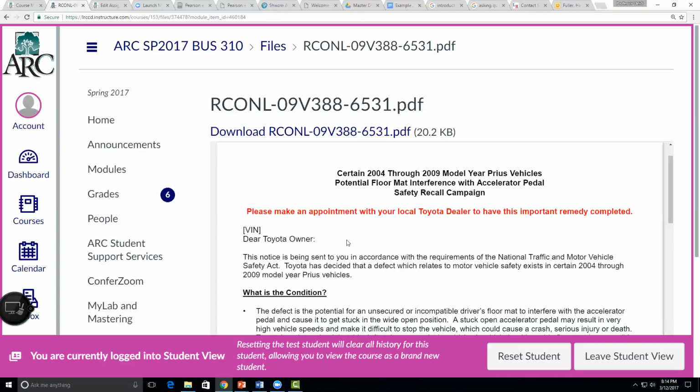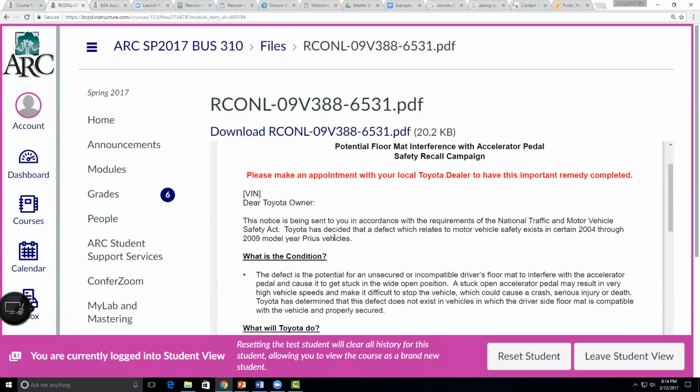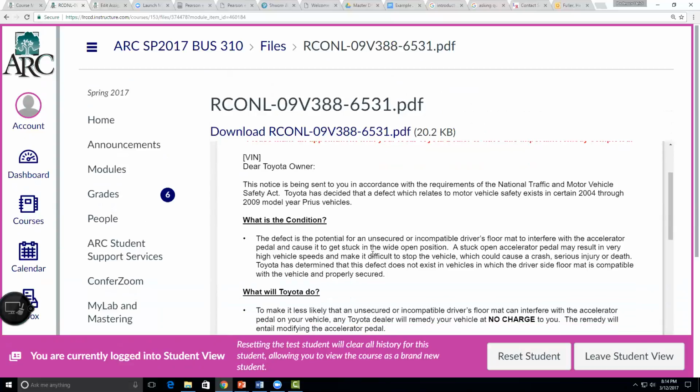They did start by a general notice in the newspaper, and every major newspaper published across this country, asking for a certain set of instructions to be followed. This was the official letter. This notice is being sent to you in accordance with the requirements of the National Traffic and Motor Vehicle Safety Act. Toyota has decided that a defect which relates to motor vehicle safety exists in certain 2004 through 2009 model year Prius vehicles. They then broke it down to what is the condition.